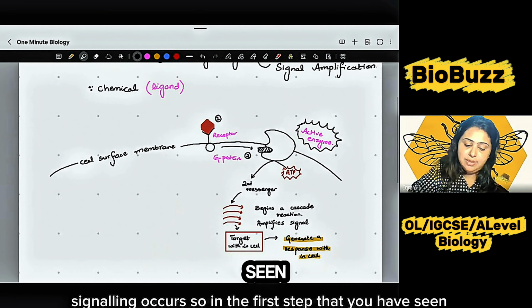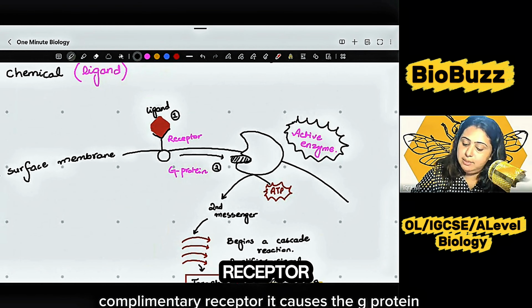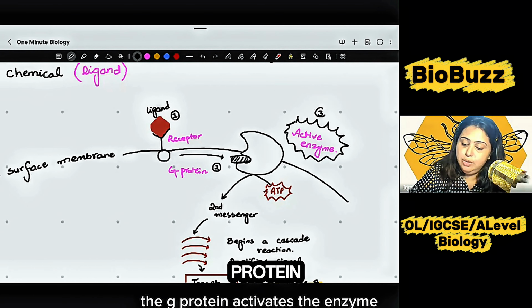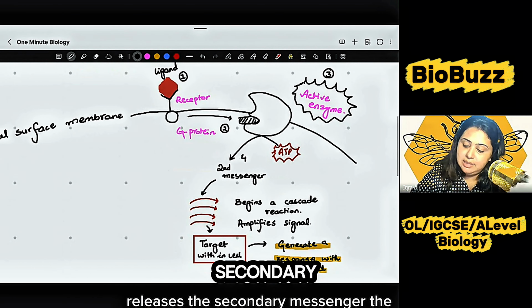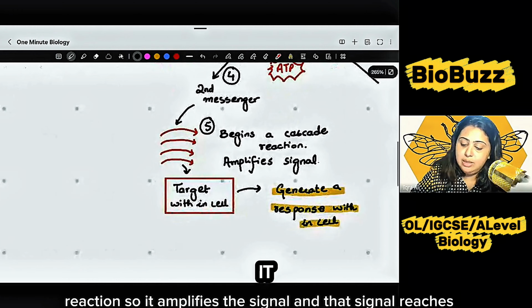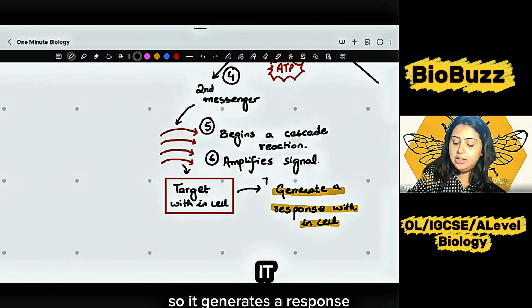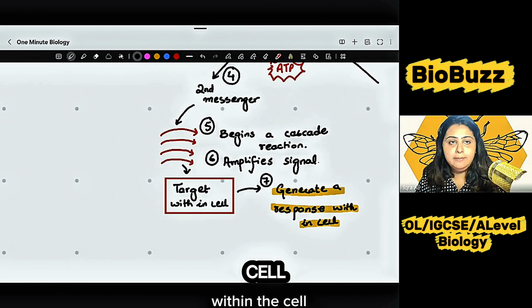So in the first step that you have seen, the ligand binds to the receptor. Once it binds to its complementary receptor, it causes the G protein to activate the enzyme. Once the G protein activates the enzyme, the active enzyme releases the secondary messenger. These secondary messengers are released, so they carry out the cascade of reactions. Once they begin a cascade reaction, it amplifies the signal, and that signal reaches the target within the cell. Once it reaches the target within the cell, it generates a response within the cell. That is cell signaling.